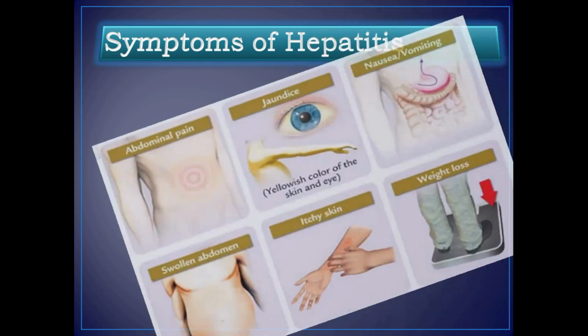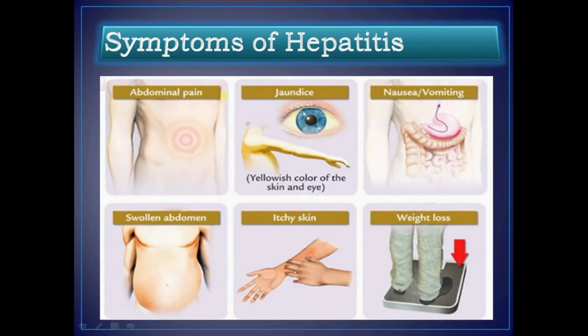Then tattoos, piercing, barbers, scarification, those tattoo-like procedures. Then unsterile healthcare practices and sharing needles, all these pave the way to the transmission of the hepatitis virus. Let's see some symptoms of the disease. Abdominal pain, that is body pain, especially in the abdomen region. Then jaundice, that is a yellowish color of the skin, and especially the white of our eye turns yellow. Then nausea or vomiting: always having a tendency to vomit is known as nausea, and frequent vomiting follows nausea. Then a swollen abdomen, where the stomach region or belly becomes inflamed, that means bulged out. Itchy skin, that means irritation in the skin, and weight loss. These are the major symptoms of hepatitis.